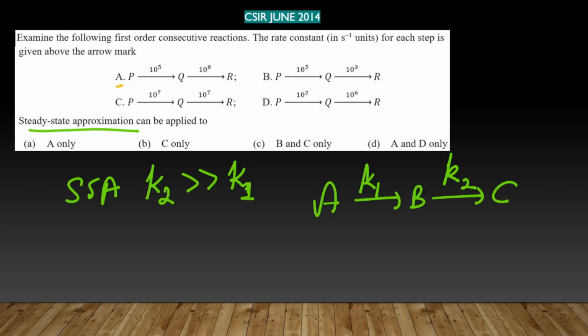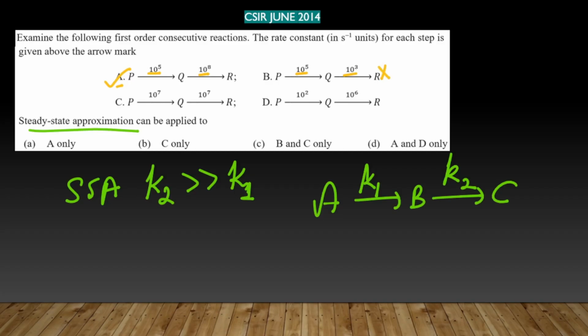So in option A, if you see, K2 is 10 raised to the power of 8 and K1 is 10 raised to the power of 5. So this condition of the SSA is being satisfied. K2 is much greater than K1. In option B, if you see, K1 is 10 raised to the power of 5 and K2 is 10 raised to the power of 3. So K2 becomes less than K1. So this won't be satisfying this.